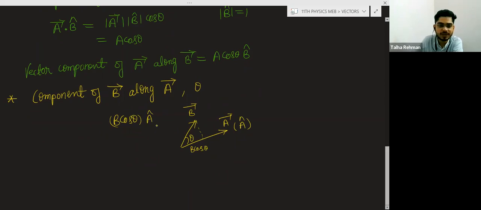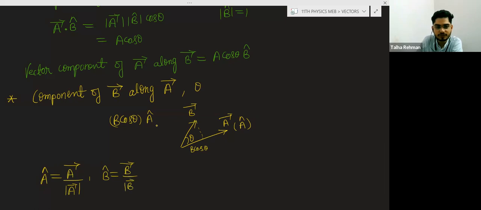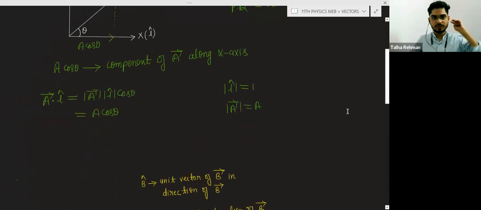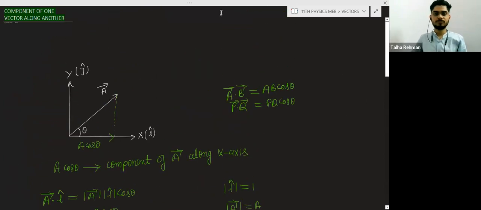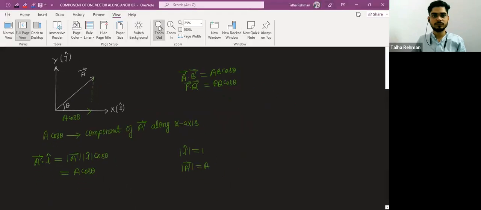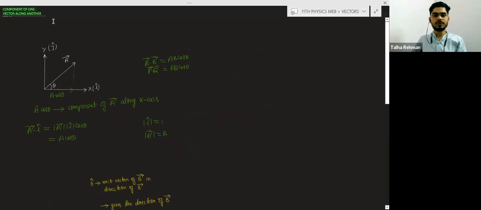And how will we calculate the unit vector of a vector or b vector? First we will write a vector divided by the magnitude of a vector. I have already told you. For the unit vector of b vector, we will write b vector divided by the magnitude of b vector. Just note this down. We'll solve one question on it.